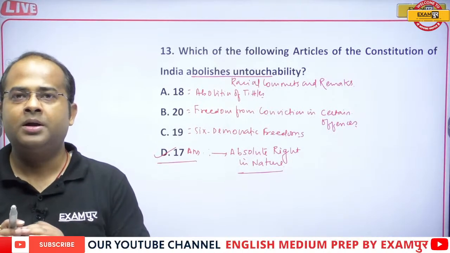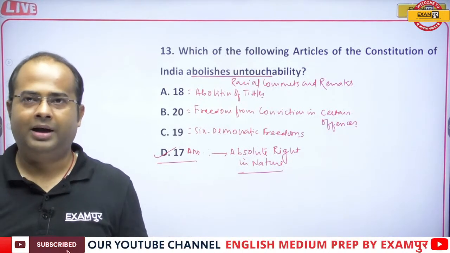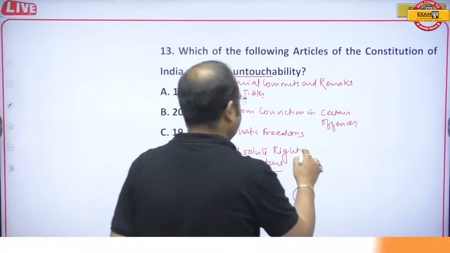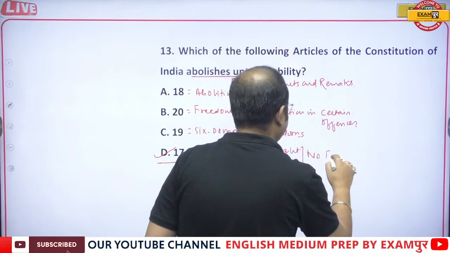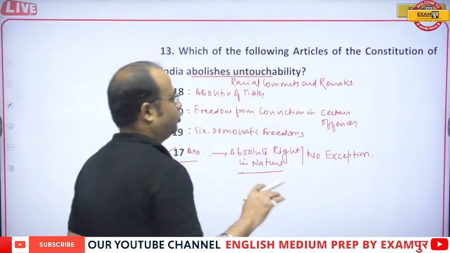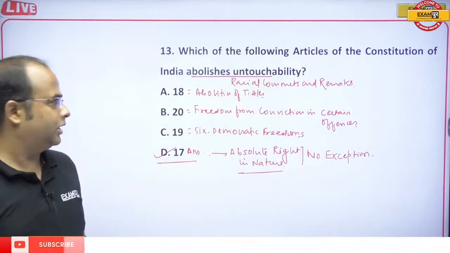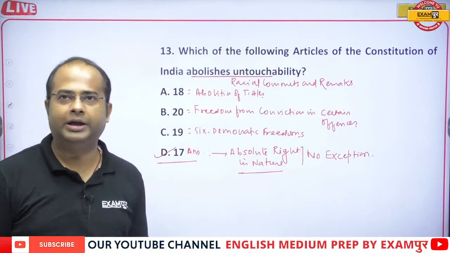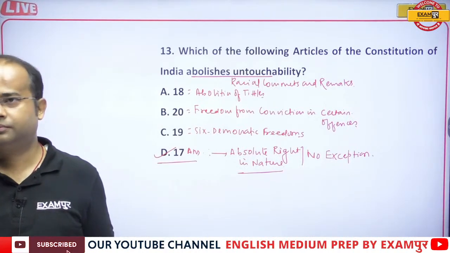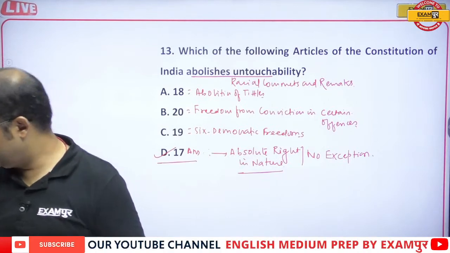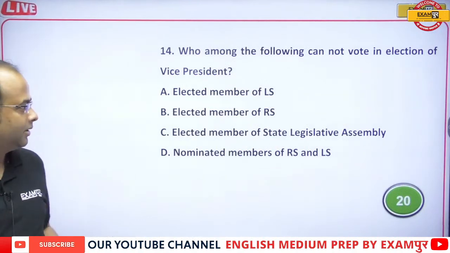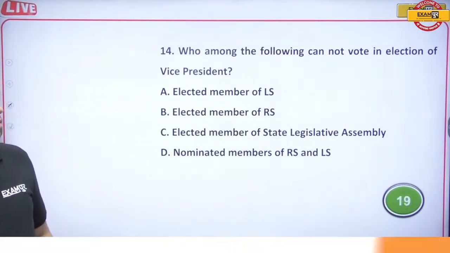So the Constitution prohibits untouchability, and it is an absolute right in nature. That means it has no exception at all. Therefore, the correct answer will be option D. I hope, guys, this is clear to all of you, and that was an easy question for us to answer. Now come to the next question.